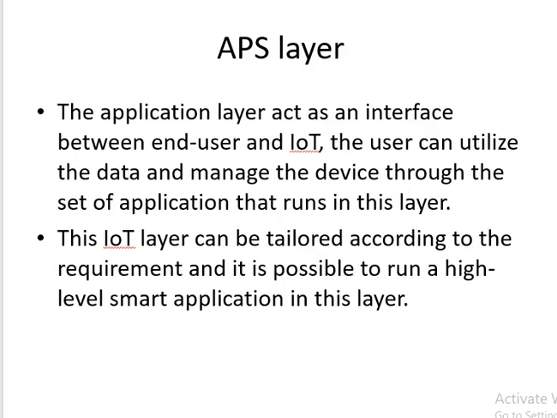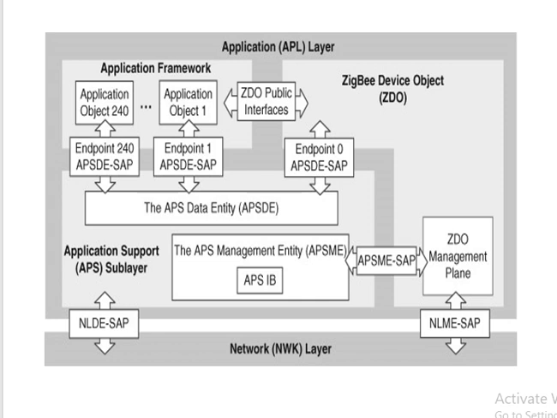So let us see about the APS layer. The application layer acts as an interface between end user and IoT. The user can utilize the data and manage the device through the set of applications that run in this layer. This IoT layer can be tailored according to the requirement and it is possible to run a high level smart application in this layer. And this is about the APL layer. In this APL layer: application framework, Zigbee device objects and network layer.